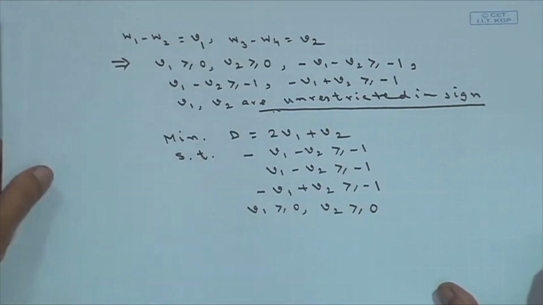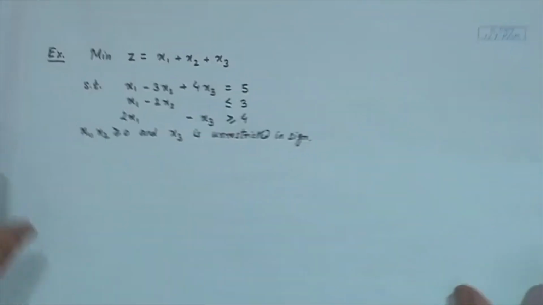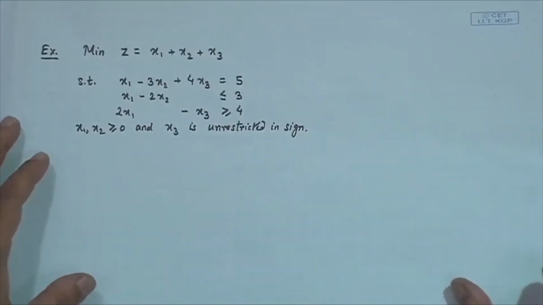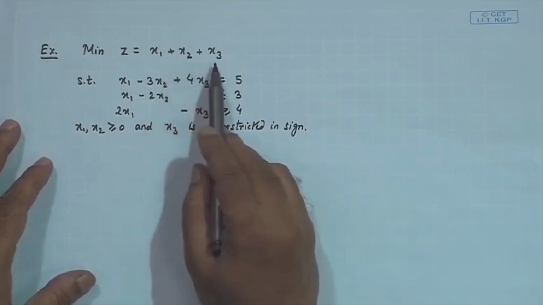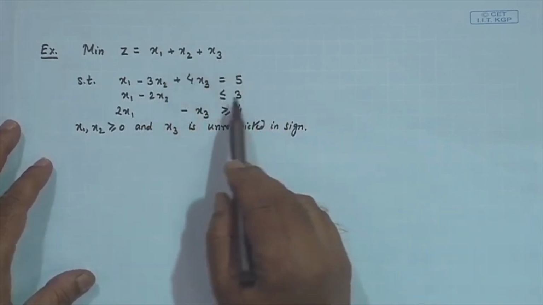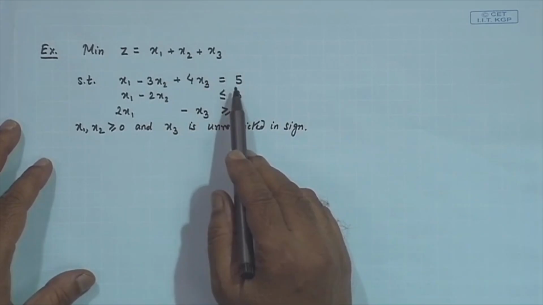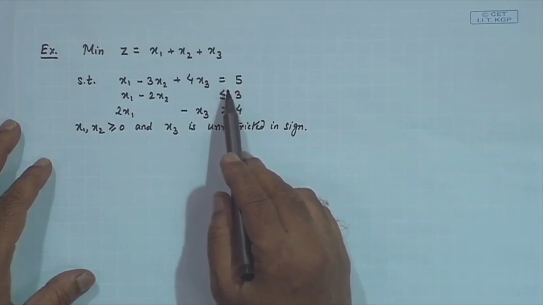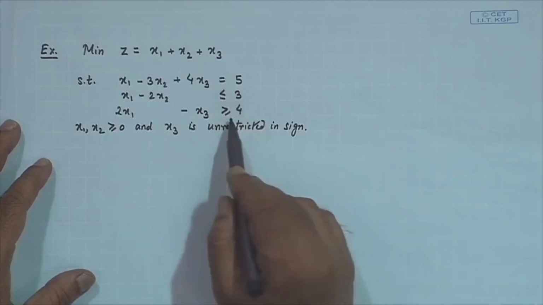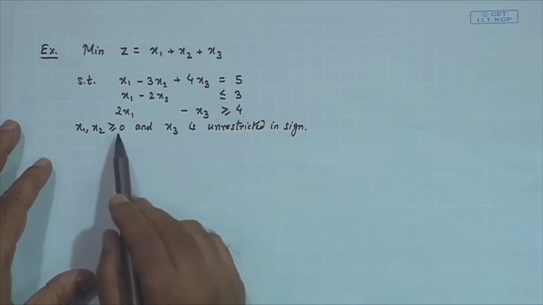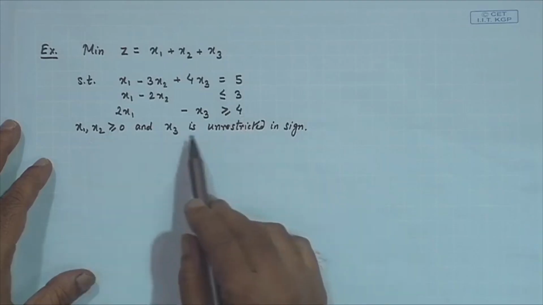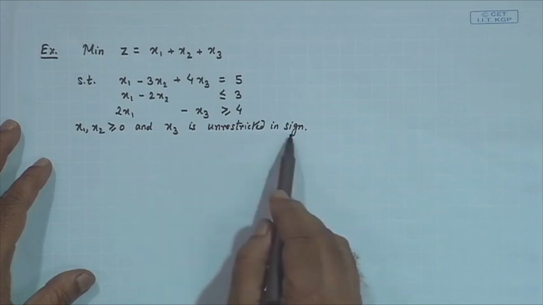We will do one more problem, then we will go for the solution of the dual problem. So, let us take this problem, minimization z equals x1 plus x2 plus x3. Here the beauty is I have all types, that is one is equality type, one less than equals type, one greater than equals type, and two variables x1, x2 greater than equals 0 and one x3 is unrestricted in sign.